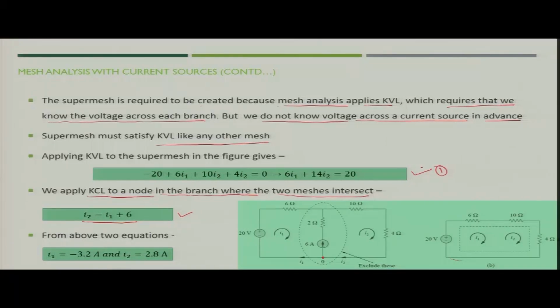So now you have got another equation. The first is this equation, and the second you got from Kirchhoff's current law. If you see these two equations, it is very easy to solve. You get the value of I1 as minus 3.2 ampere and I2 as 2.8 ampere. With this you can easily solve these kinds of circuits where you have current sources connected in the network.